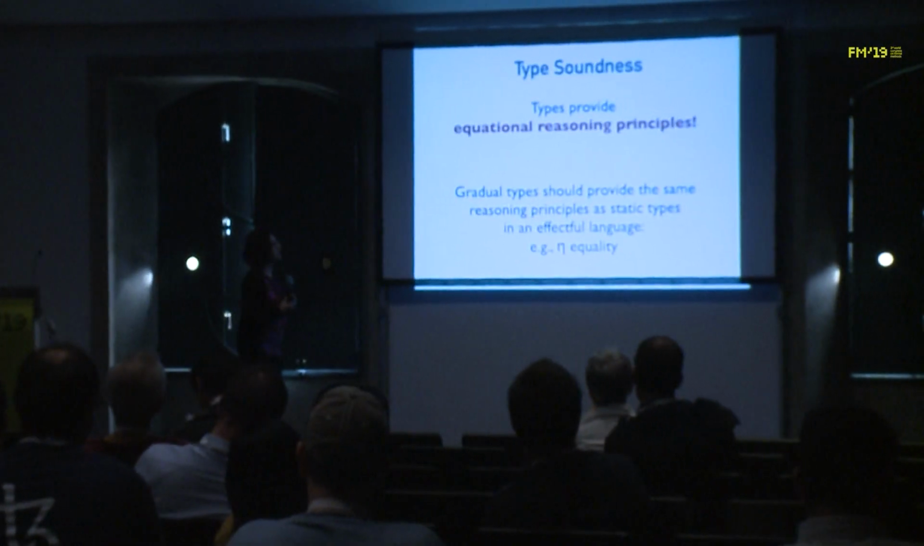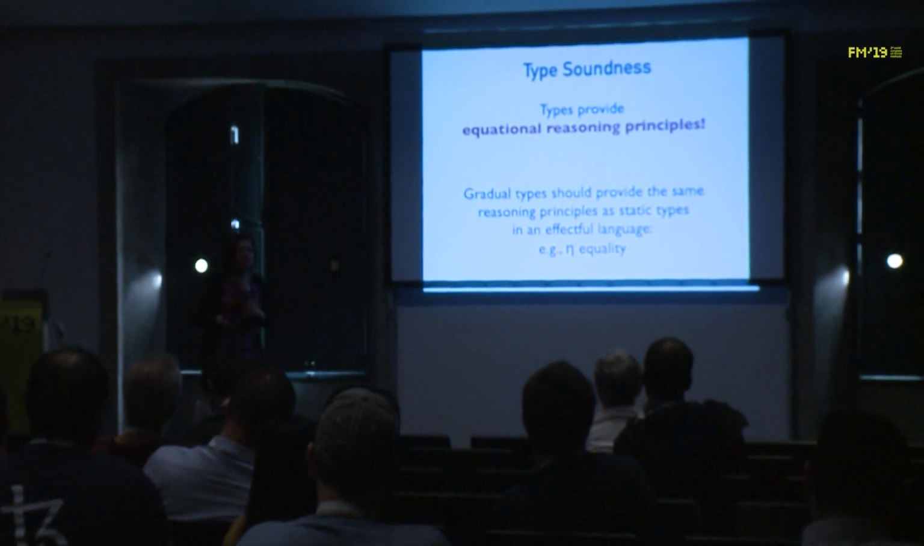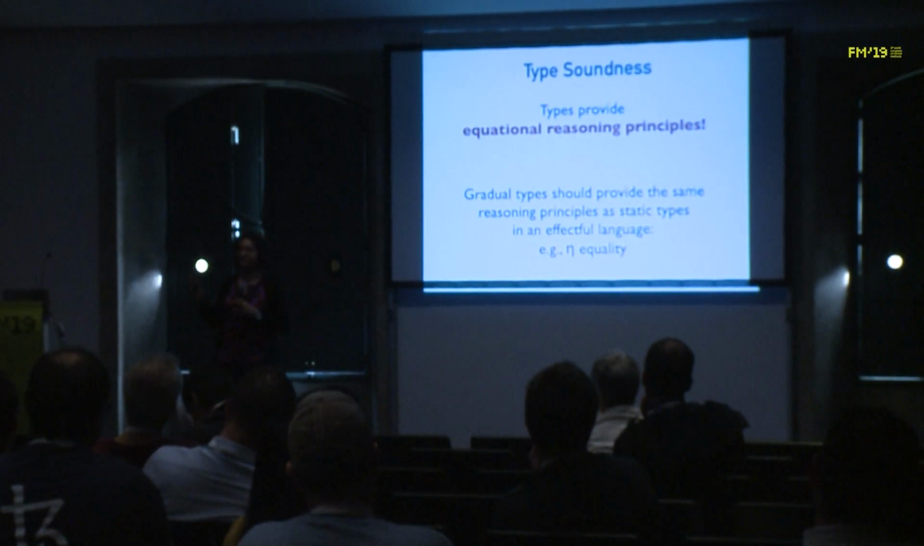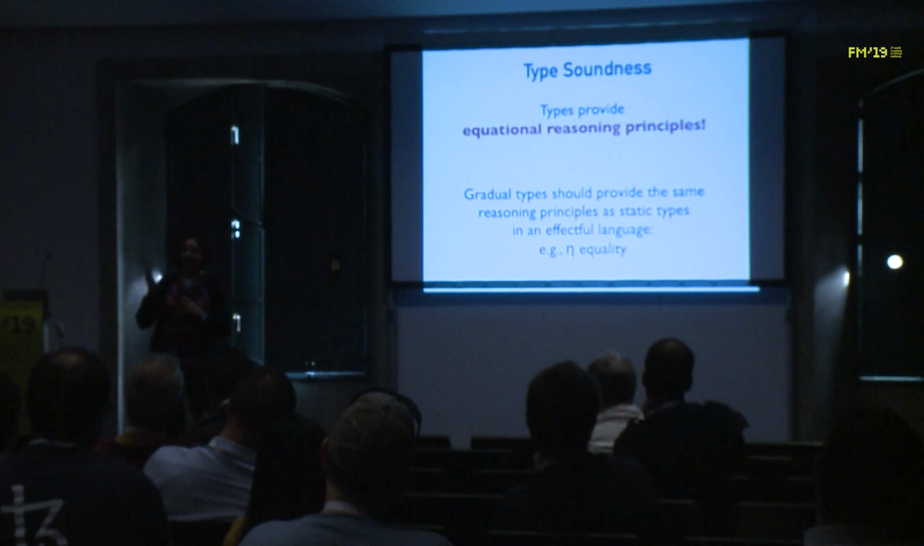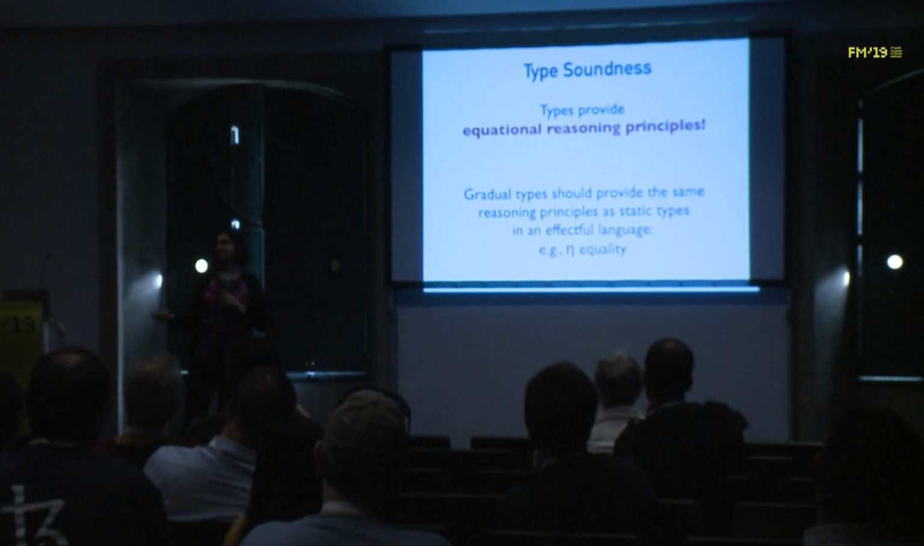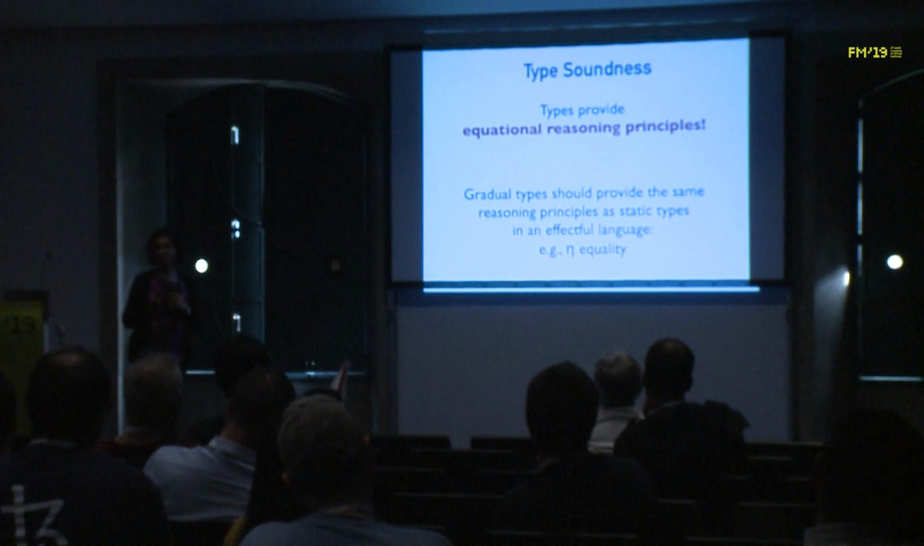So gradual types should provide the same sort of reasoning principles as static types would, only in an effectful language, because I just want to note that as soon as you add a dynamic type error, that is an effect. So you need to be aware of that.